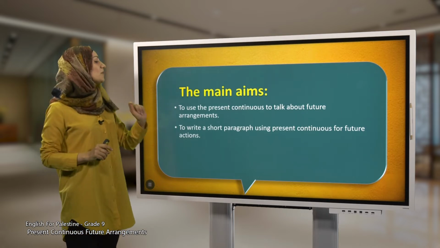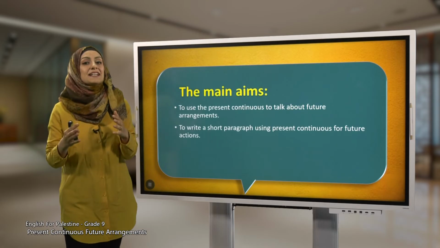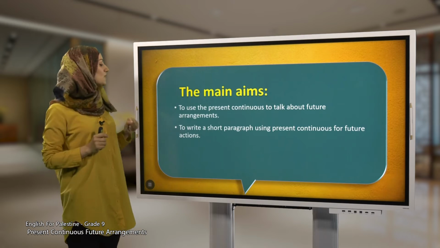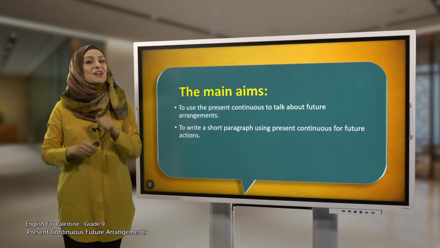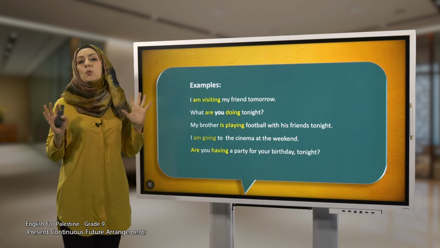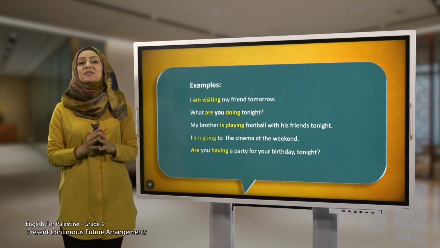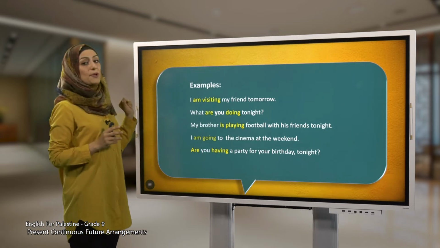Today we will learn something new. Today we will learn how to use the present continuous to talk about future arrangements, things that people arrange to do in the future. We will also learn how to write a short paragraph using the present continuous to talk about future actions. Let's start together. We will start with some examples that will show you how we use the present continuous to talk about the future.